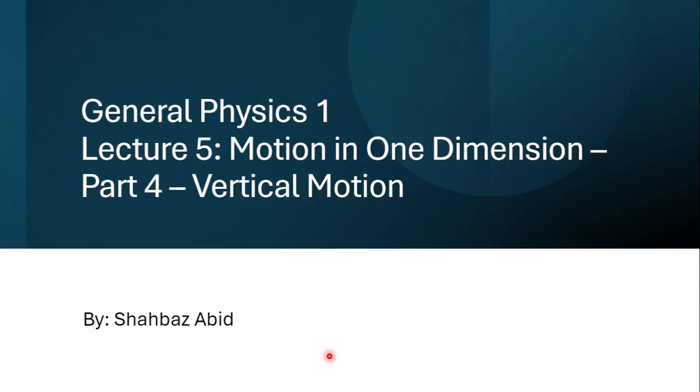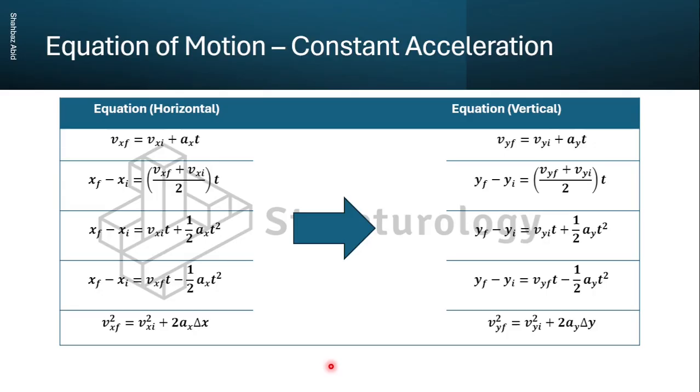This is going to be the last part of the chapter Motion in One Dimension, and in this lecture I'm going to talk about vertical motion. Since we are going to talk about vertical motion, which means along the height, we can now change all the x as y, and the equations and their derivations are going to remain the same.